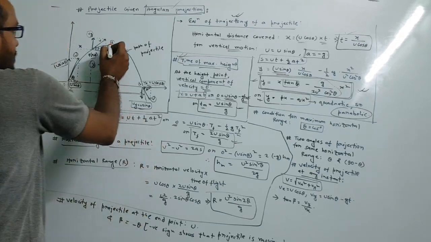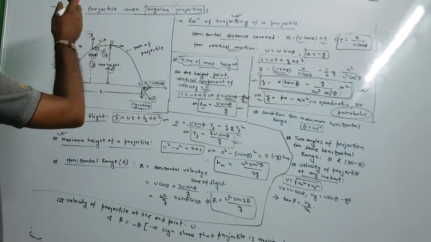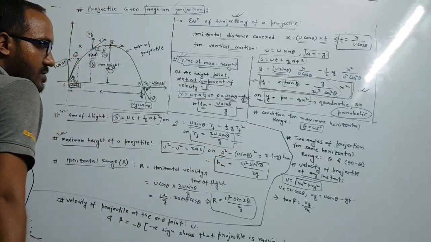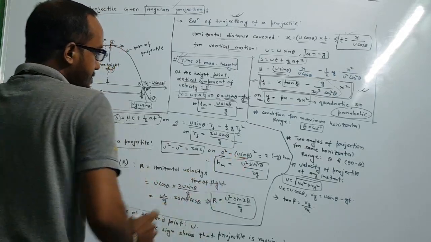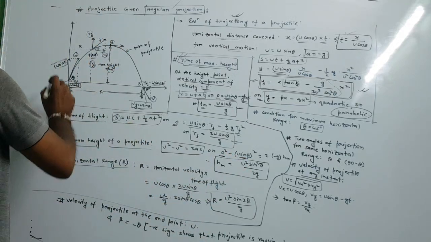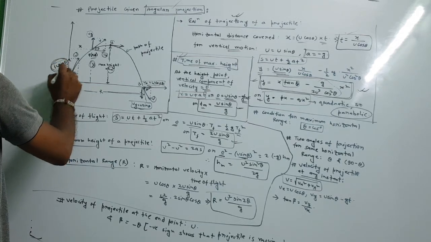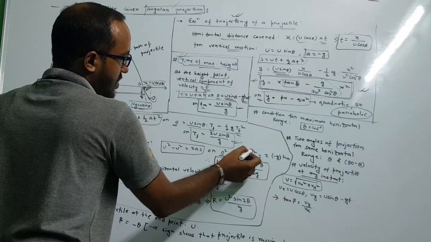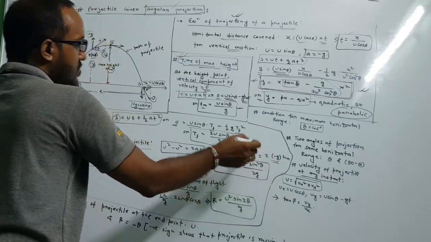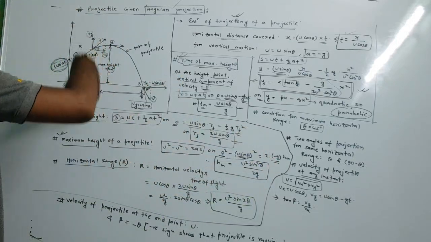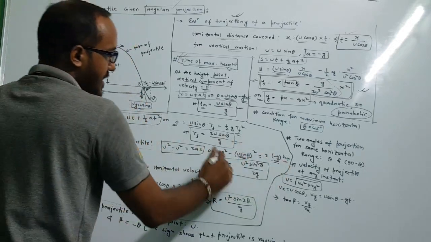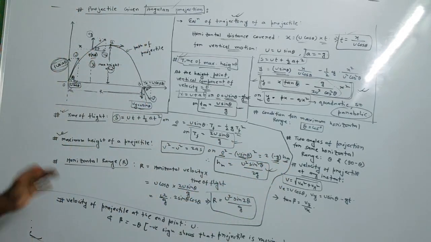Now see, we know that at the maximum point the vertical component of velocity is 0. So the final velocity v is 0, and v square equals u square plus 2as. What is the initial velocity here? The initial velocity is u sin theta. So you will have 0 square minus (u sin theta) whole square equals 2 times the acceleration, which is downward, so minus g, times the maximum height, let us say hm. Rearrange, and you will get hm equals u square sin square theta by 2g.